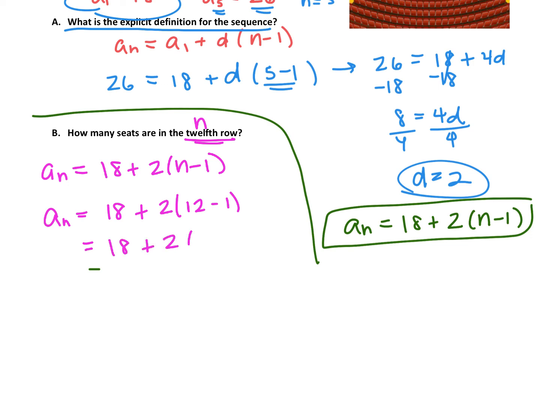18 plus 2 times 12 minus 1 is 11. 18 plus 2 times 11 is 22. And then 18 plus 22 is 40. So how many seats are in the 12th row? 40 seats.